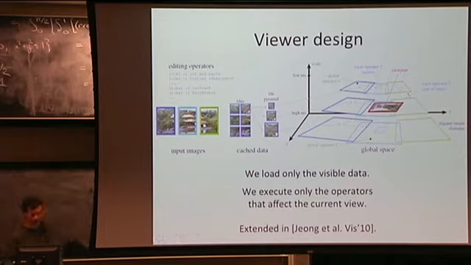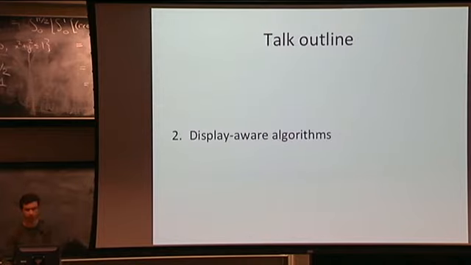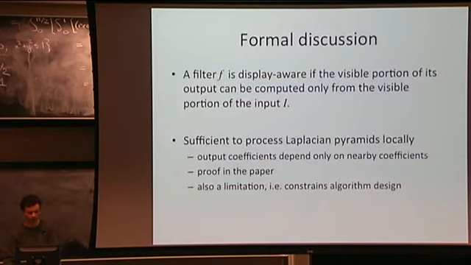So that's for the viewer, and now I'm going to discuss the algorithm that works well with our approach. First, I'm going to discuss formally what it means to be display aware. That means that we want algorithms such that we can compute the output on the viewing part only from the data that are visible for the same current display. I don't want to use more data than what I see. There is a detailed proof in the paper, but the bottom line is that if we work with Laplacian pyramids and do local processing in Laplacian pyramids, this is guaranteed. We have this property. We don't need more data than what we see to compute the output.